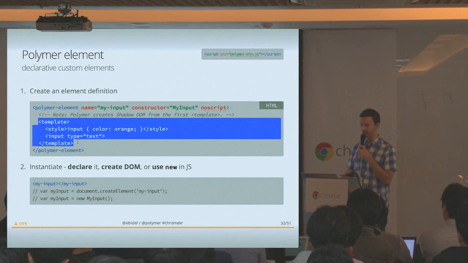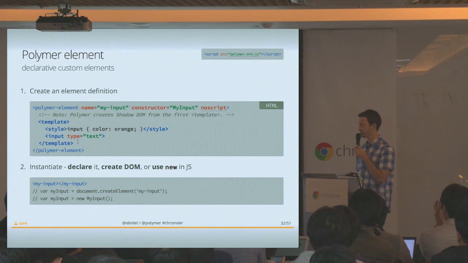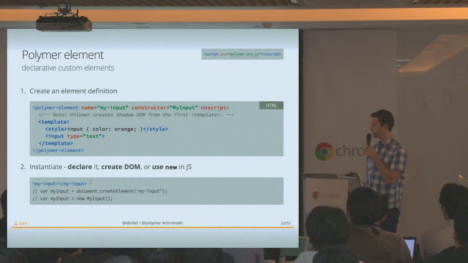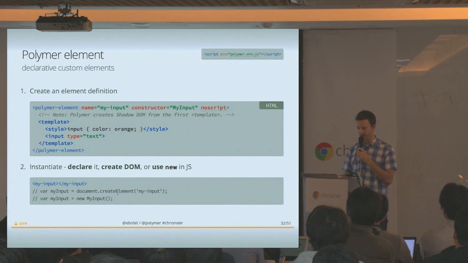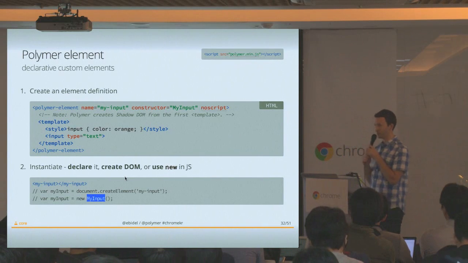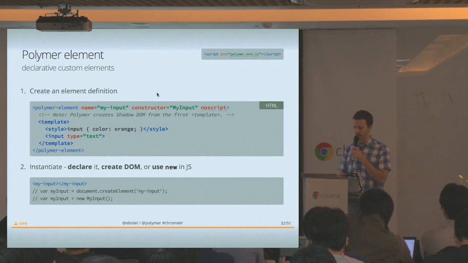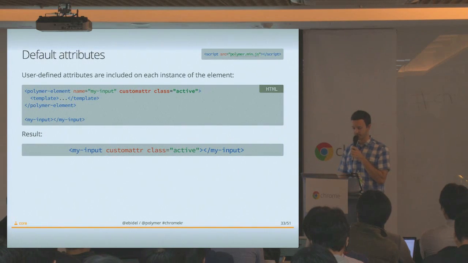And then we just include that template that we had before in the previous example. And that's how you define a custom element using Polymer. It's all declarative. People can then declare my input on their page. They can create it in JavaScript using create element, or they can use new. The point is, it's the same web platform and APIs that exist before. You're just allowing developers to create new elements.